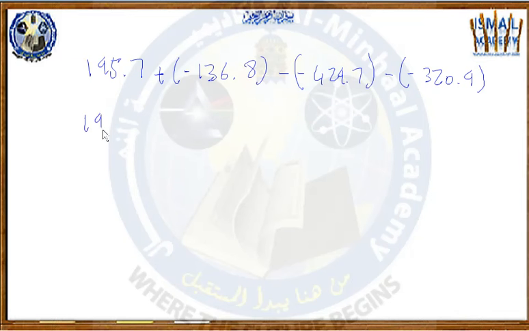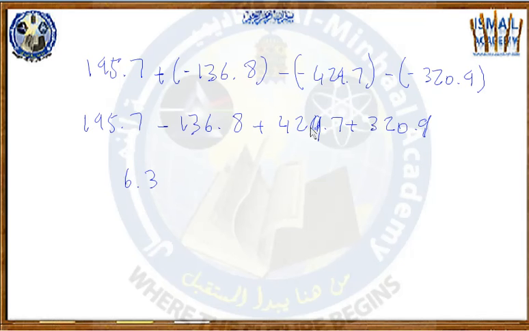So I will have 195.7 minus 136.8 plus 429.7 plus 420.9. I'm going to add all the positives first. So we have 4, 14, 23. Carry 2. This is 11, so it's going to be 16. Carry 1, so we have 2, 2, so it's going to be 14. Then we'll have 8, 9 minus 136.8.